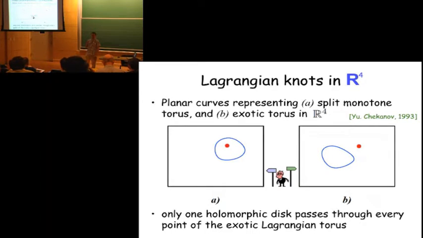And what Chekhanov says is that these two tori are not related by symplectomorphisms, are not related by Hamiltonian isotopies. So what this picture illustrates is that you can wiggle this torus, or this curve in the two-dimensional symplectic space, as much as you want, but you're not allowed to pass through the special point, which was a fixed point of the circle action. And again, if you take this picture and lift it to R4, you'll produce this special Chekhanov's exotic torus.